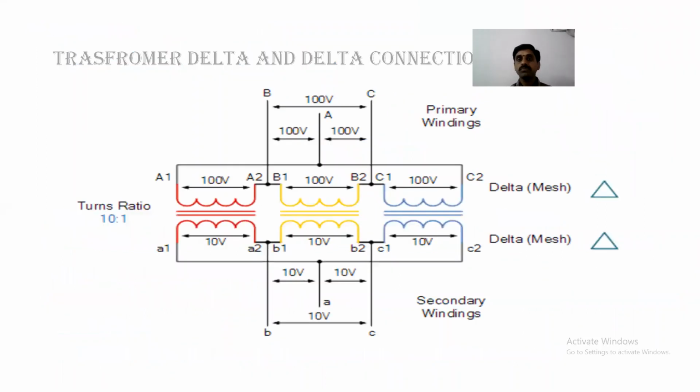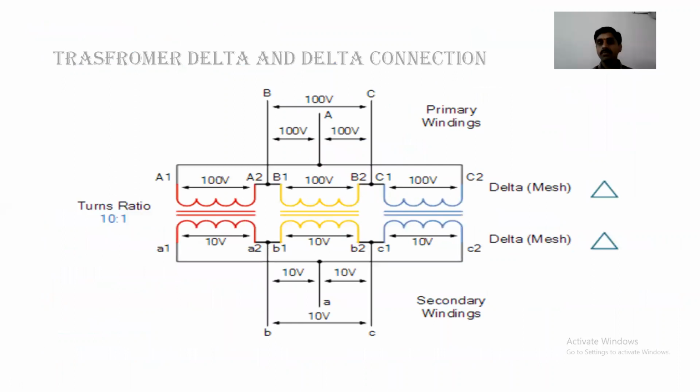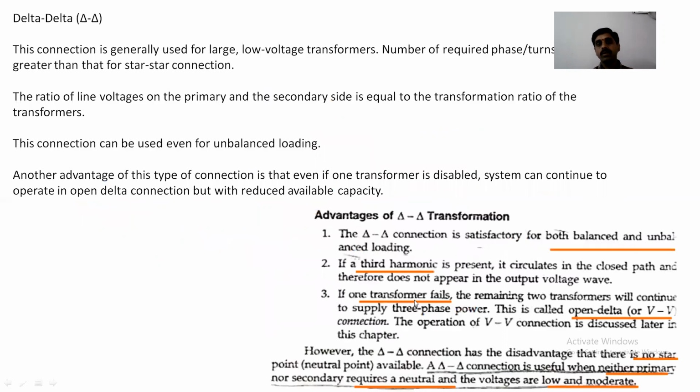You should understand this. If you see this, this is a delta connection. It is a 10:1 ratio: primary side 100 volts, secondary side 10 volts. It is a 10:1 ratio transformer. You can observe line voltage equals phase voltage. That's why 100 volts is the line voltage and 100 volts is the phase voltage. If 10 volts is the line voltage, 10 volts is the phase voltage. You can observe that from these simple numerical values.